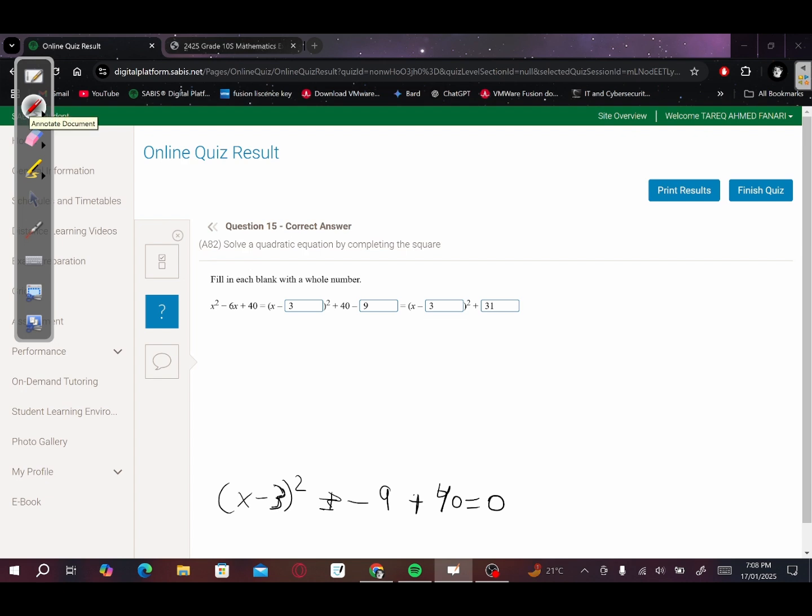So now, this is going to be our first three blanks. Then this just stays, and then 40 minus 9 is going to be 31. So x minus 3 squared plus 31. This is our final answer.